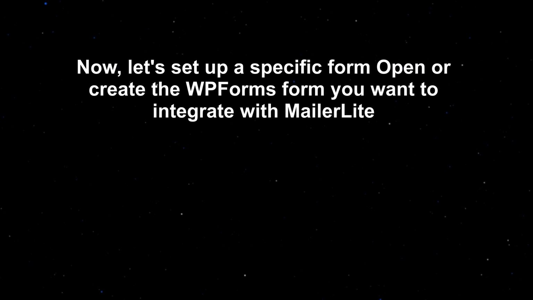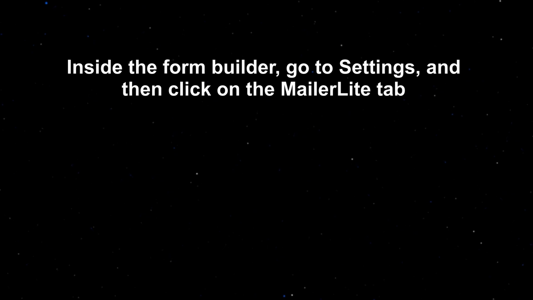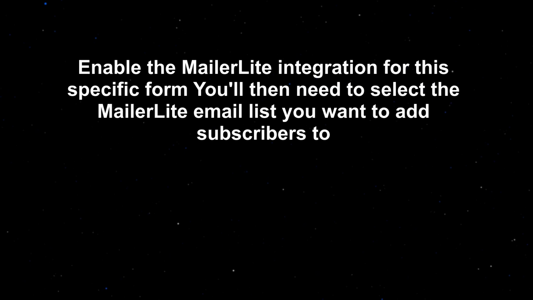Now, let's set up a specific form. Open or create the WPForms form you want to integrate with MailerLite. Inside the form builder, go to Settings, and then click on the MailerLite tab. Enable the MailerLite integration for this specific form. You'll then need to select the MailerLite email list you want to add subscribers to.